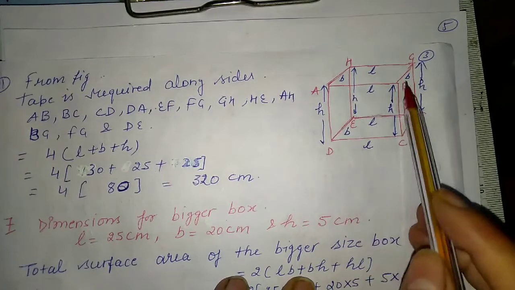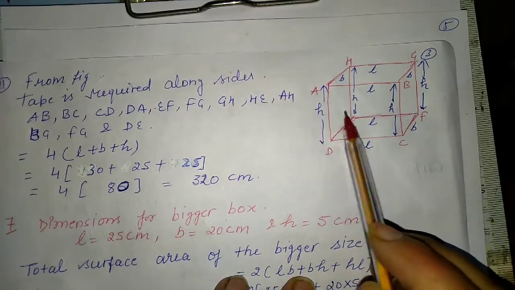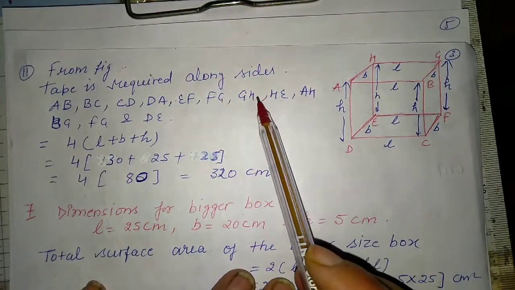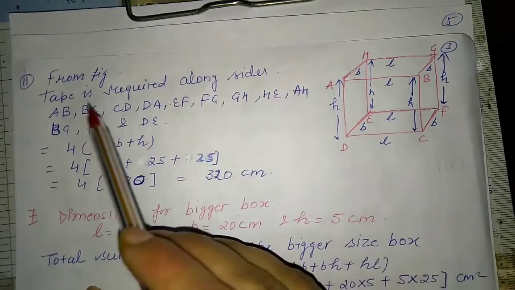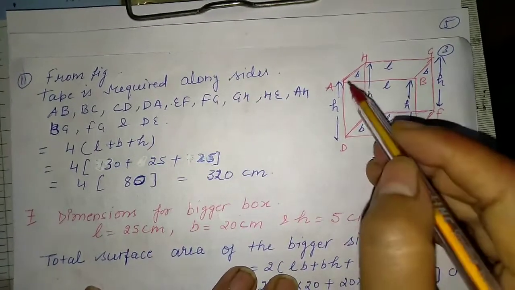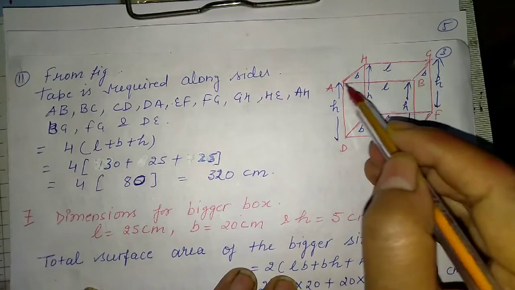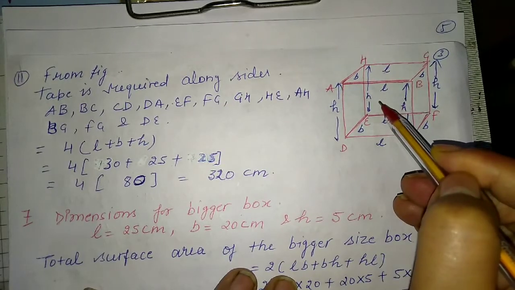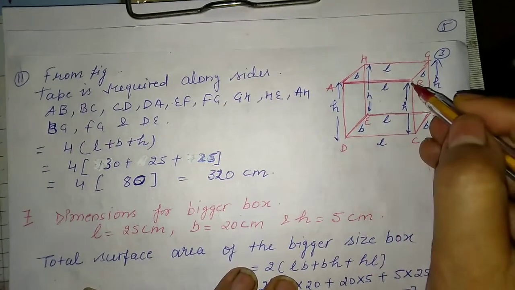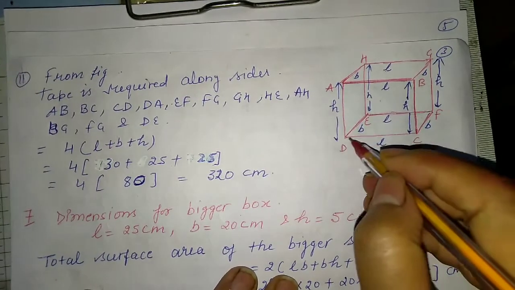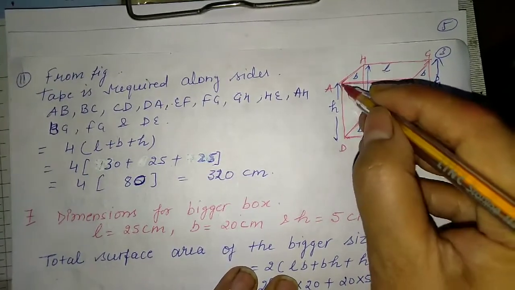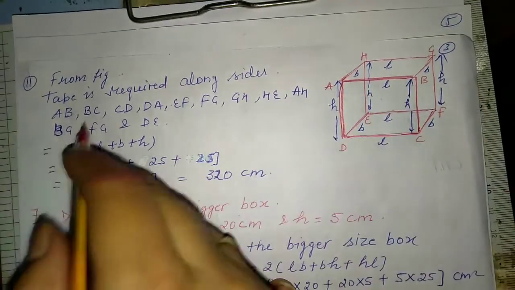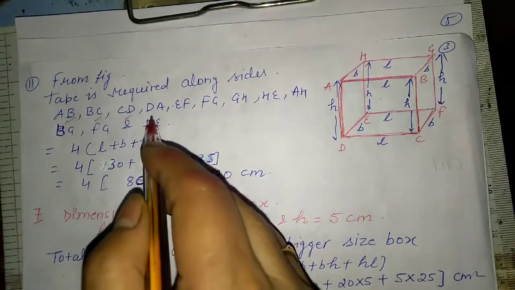So ABCD, this is the first surface. We have to find the tape is required along sides. How much tape is required? So tape is required along sides. We will put all the tapes here at the joints of the two surfaces. AB is the joint of the two surfaces, this and this one. So this AB plus BC plus CD and plus DA. This is for the one surface. AB, BC, CD and DA.